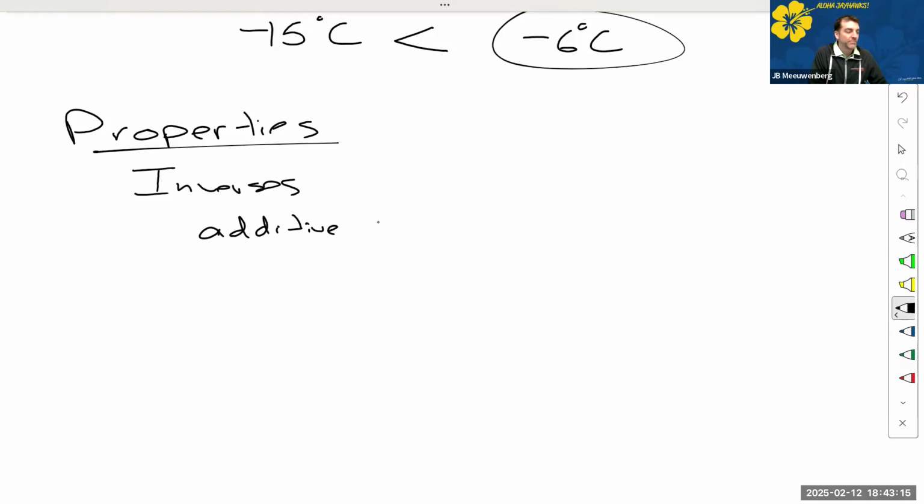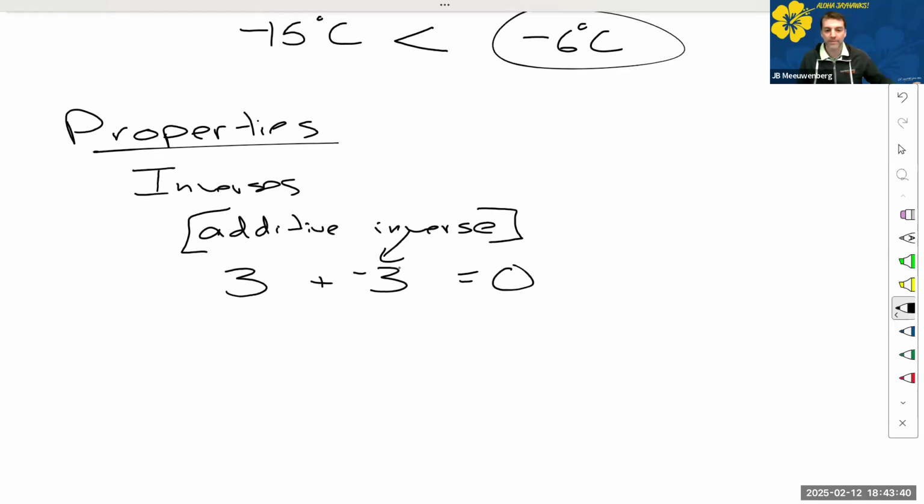Additive inverse. 3 plus -3 is equal to 0. When you add inverses, you're going to get 0, right? 3 and -3 are opposites, and so we often refer to that as its additive inverse. Okay?